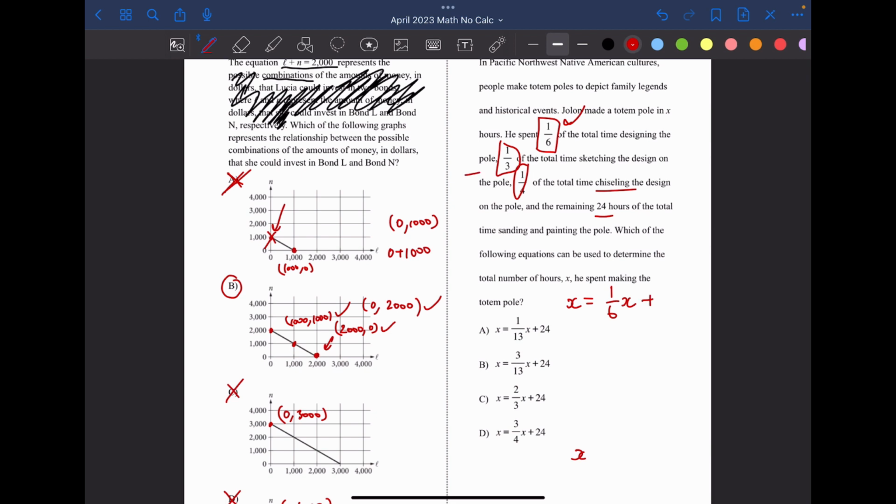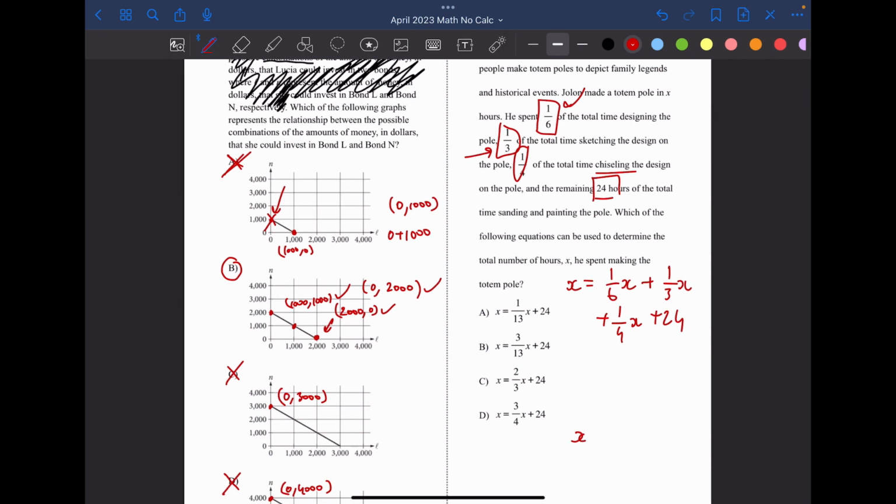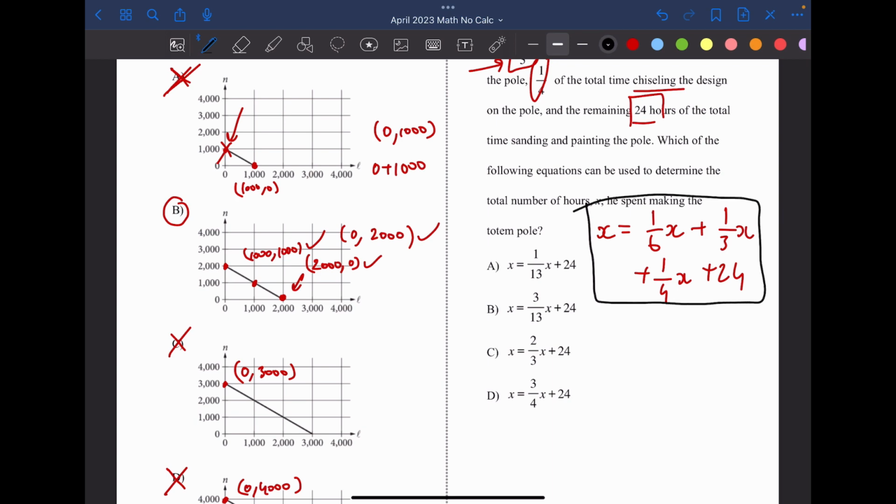And then he spent 1/3 of the total time sketching the design, so plus 1/3 of x, because once again, x is the total time, so a third of it was spent on the sketching, and then a fourth of it was on chiseling, so plus 1/4 x, and then the remaining 24 hours, so plus 24, is the time that he spent sanding and painting the pole. So basically what we made here was an equation of how we split up the timings that it took the person to do whatever he wanted to do with the pole.